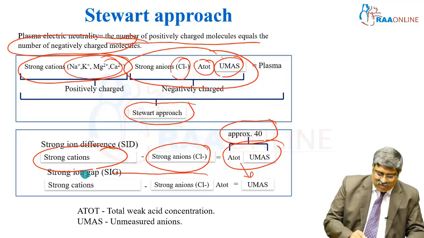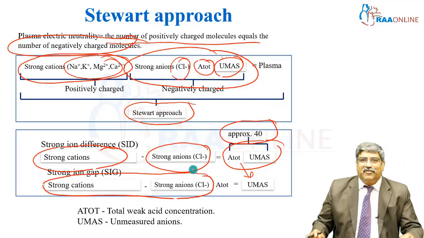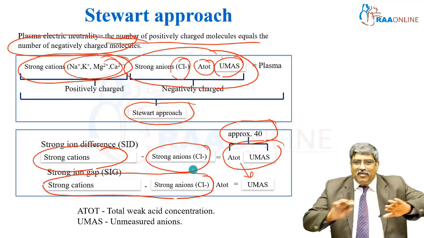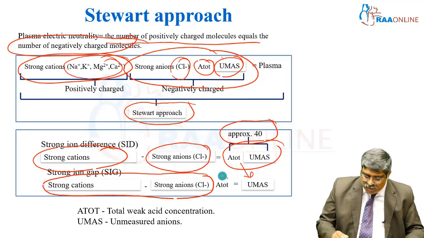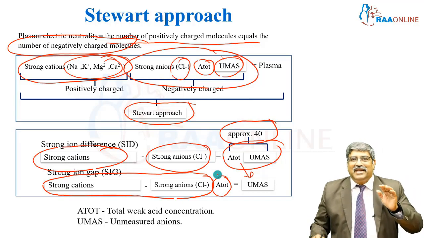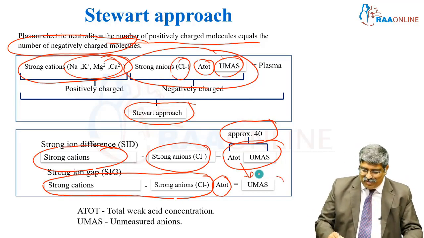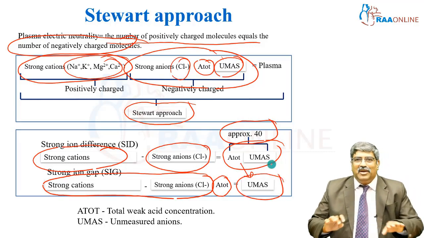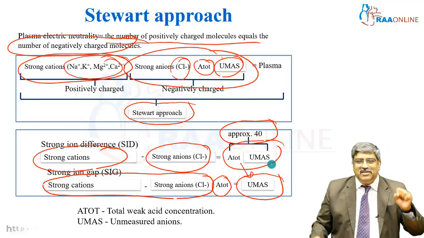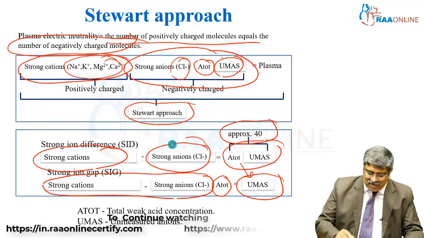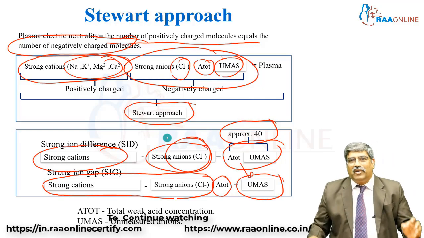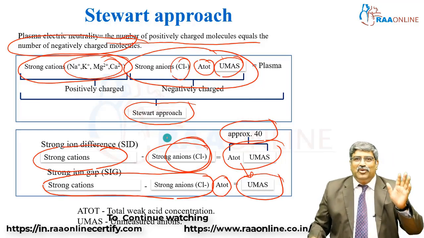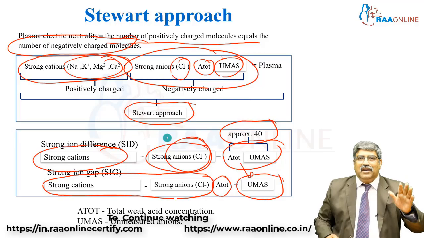Here you take only the cations and subtract the anions, cation minus anion, and you add the weak acid also and you leave out the unmeasured anion. Why do you have to know about this strong ion difference? Here the chloride is very important. Whenever you talk about chloride, you talk in terms of strong ion difference.